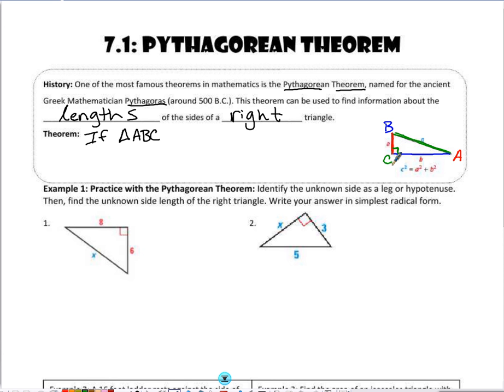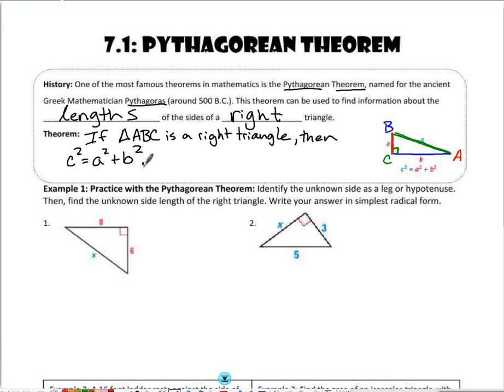So, given that triangle ABC is a right triangle, then C squared is equal to A squared plus B squared, where A, B, and C are all the sides opposite of those specific angles. Now, I don't like using A, B, and C, mainly because they are arbitrary. They're just variables that are used as placeholders for side lengths of a right triangle.